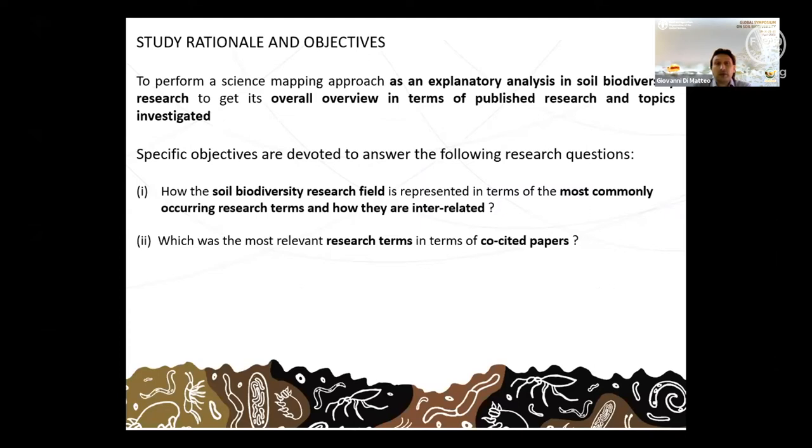So this study has two main specific objectives. The first one is to represent the soil biodiversity research field in terms of the most commonly occurring research terms and how they are interrelated. The second specific objective is to represent this topic in terms of co-cited papers, that is in terms of the impact of this research term in the scientific community. In general, the study rationale is to perform a science mapping approach as an explanatory analysis in soil biodiversity research to get its overall overview in terms of published research and topics investigated.